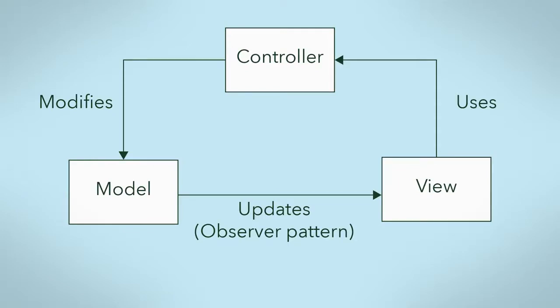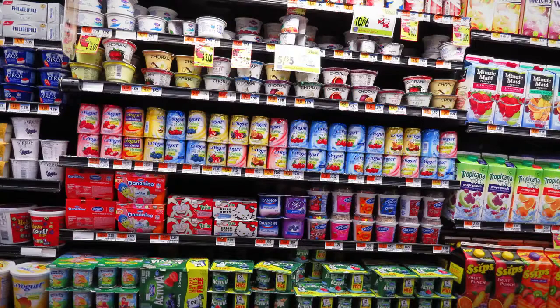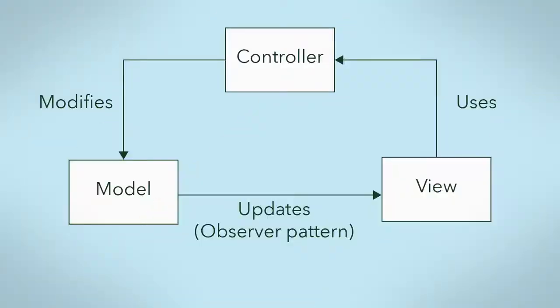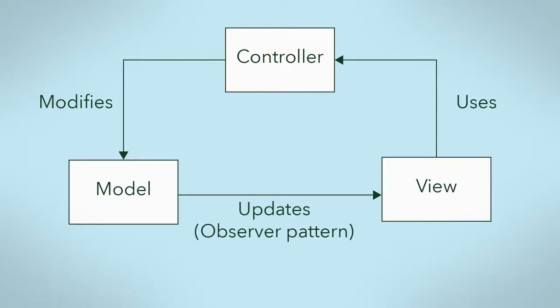Next up is the view. The view is just like it sounds. It gives a user a way to see the model, or at least parts of it. At the grocery store, this would be the screen that shows a list of items and their prices. Sometimes, the view will also have interaction elements like buttons and fields that allow the user to interact with the system. While the model is the back end, the underlying software, the view is more like the front end, the presentation layer.